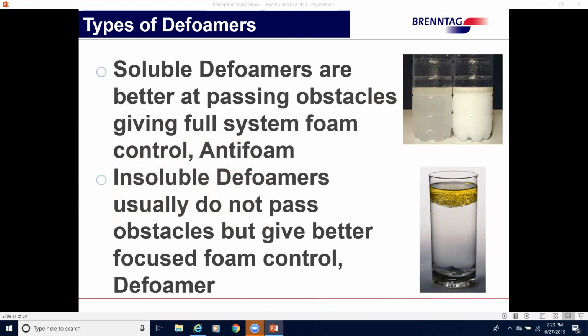So conversely, insoluble defoamers aren't quite as good at passing through the obstacles in the system, but they're generally better at treating focused areas of foam, and they're great for defoaming. So the takeaway here is that if you need foam knocked down quickly, an insoluble product would probably be used. And if you're trying to prevent foam from occurring, you would use a soluble product.